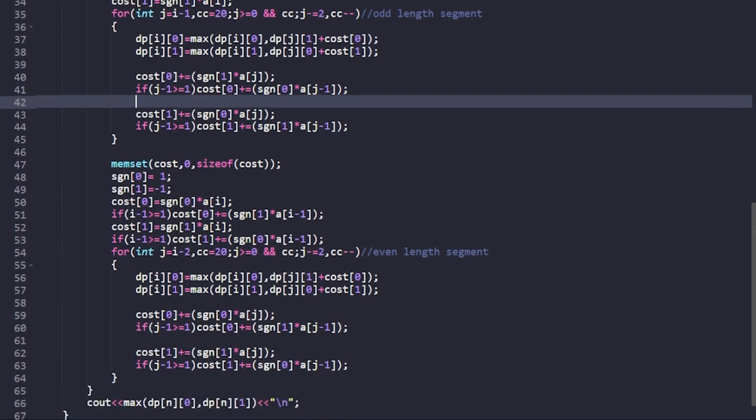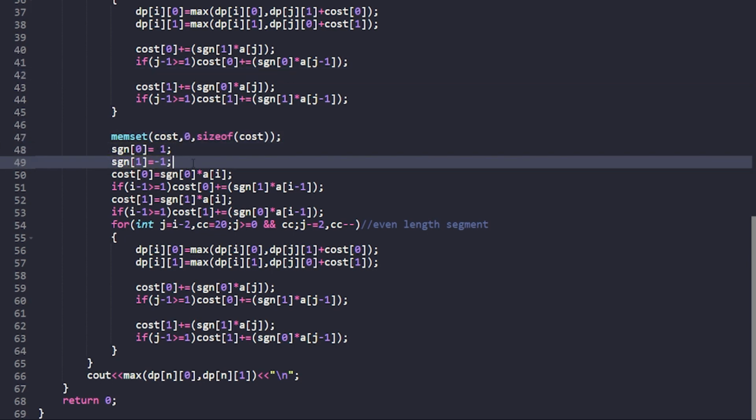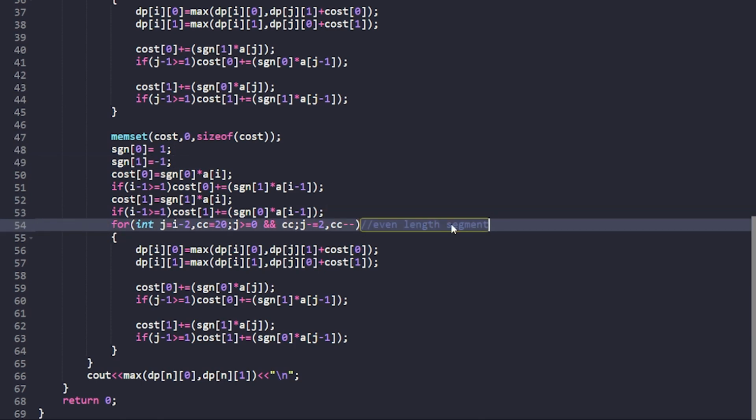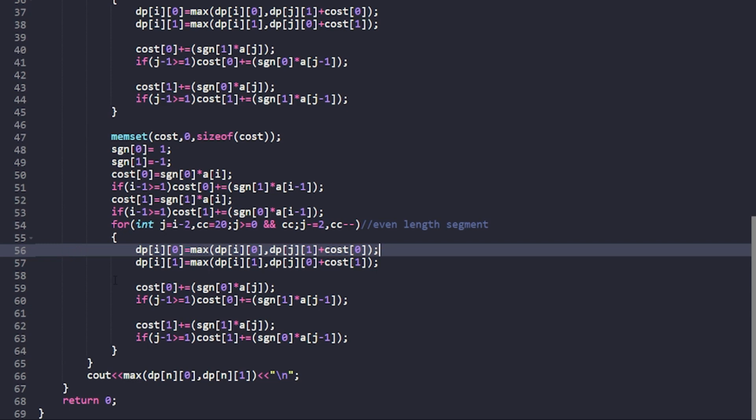After this, once I'm done with this part, I'll again initialize my cost to 0. I'll update my sign 0 to 1 and sign 1 to -1, because I'll now be considering the even length segments. I'll update my cost 0 and cost 1 accordingly, and now I'll be checking and maximizing for the even length segments as well. So dp of i is equal to the maximum of dp of i comma dp of j plus 1 plus cost of 0. dp of i plus 1 is equal to the maximum of dp of i1 comma dp of j0 plus cost of 1, right?